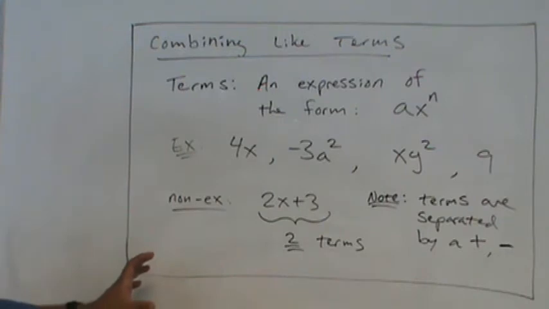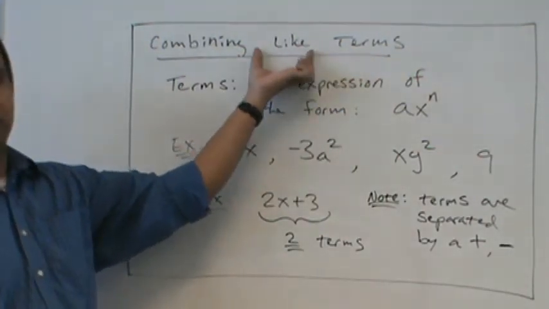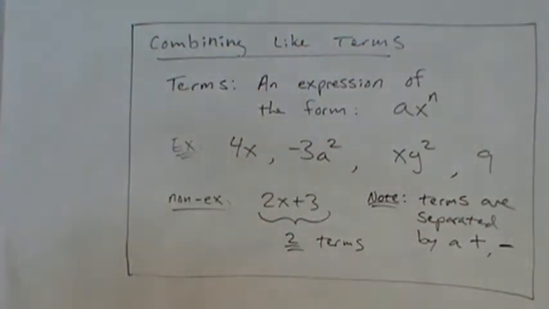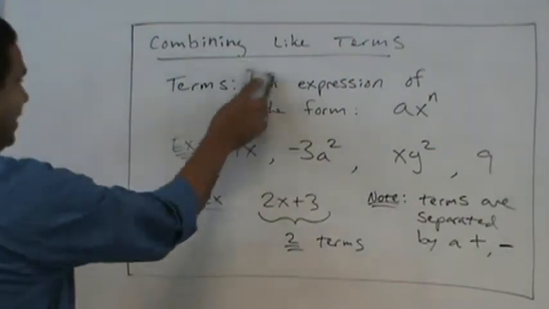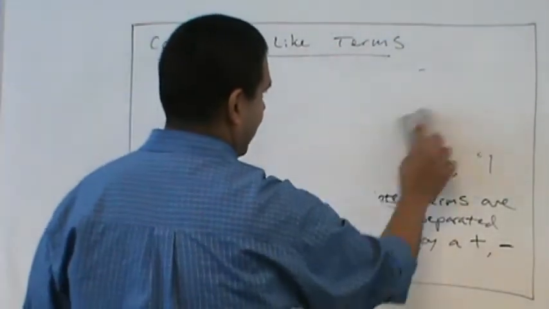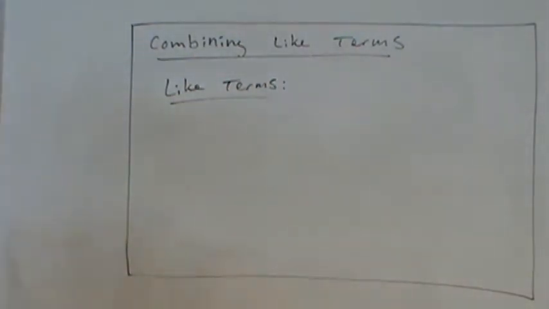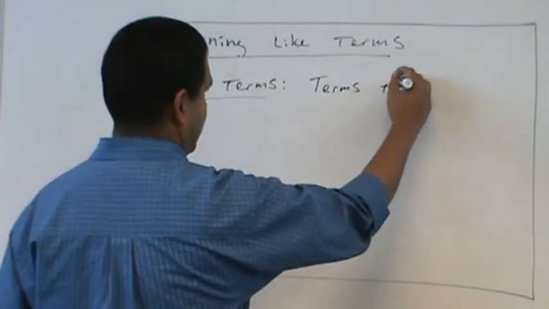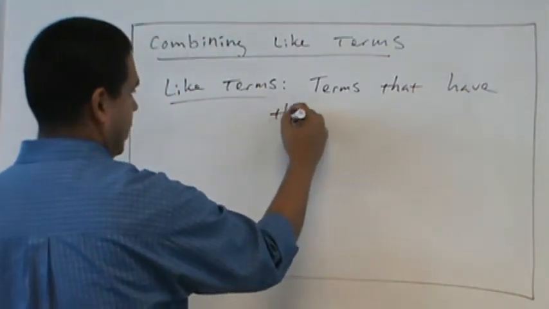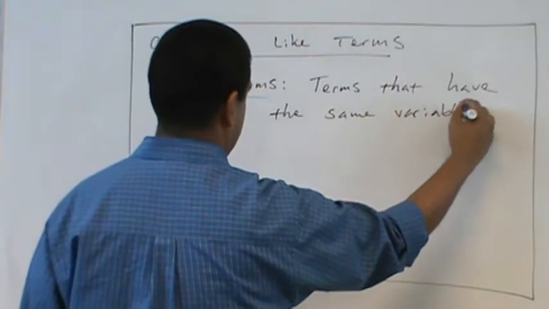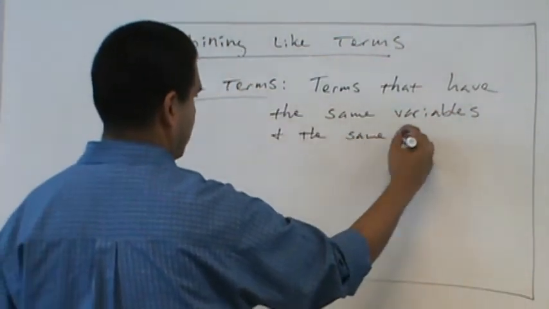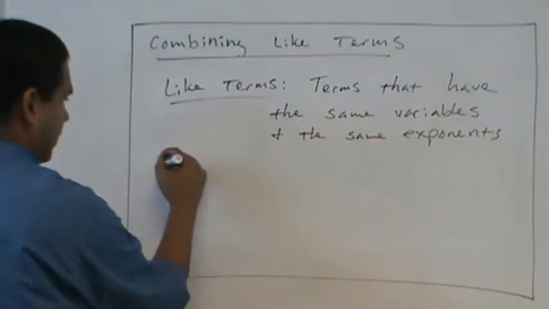So now that we know what a term is, the next thing we have to know is what are like terms. Okay. So what is this thing called like terms? Everyone's good? Okay, like terms. These are terms that have the same variables and the same exponents. Examples.